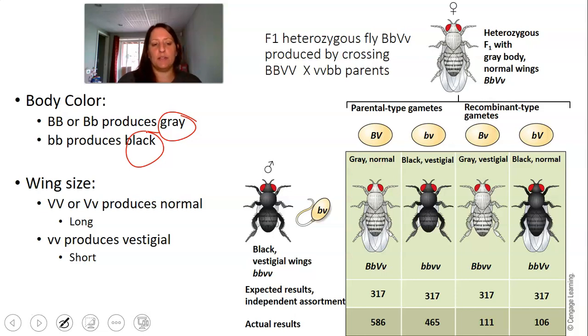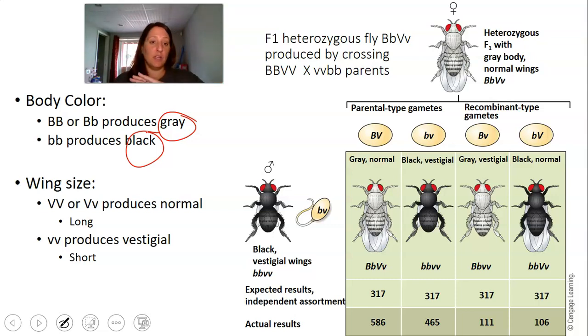And then we've got wing size. So wings can either be normal or long. And the common terminology to use here is the letter V. Okay, and again, when you're doing these genetics problems, you can pick any letter that you want. You don't have to stick to the common way to do it. So normal wings would be coded for by big V, big V or big V, little v. That's going to give you normal long wings. Where short wings, which are called vestigial wings, truncated, short, was the mutant form, or non-wild type form, are produced by little v, so the homozygous recessive.